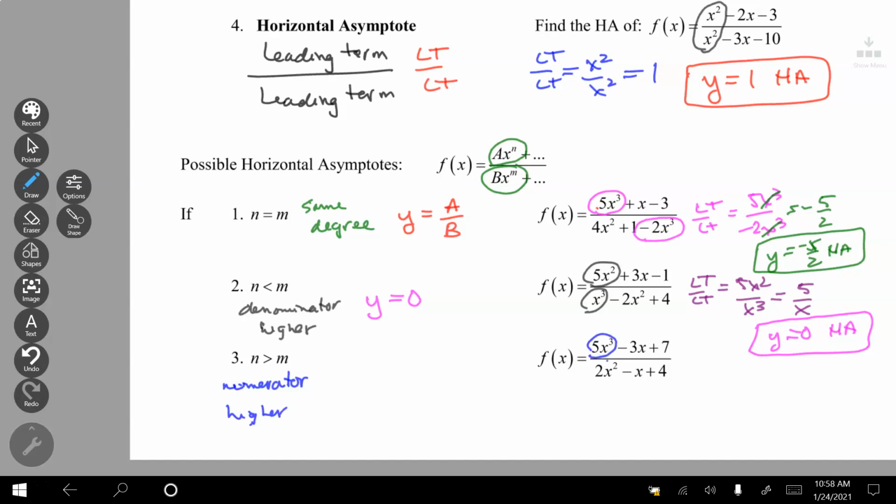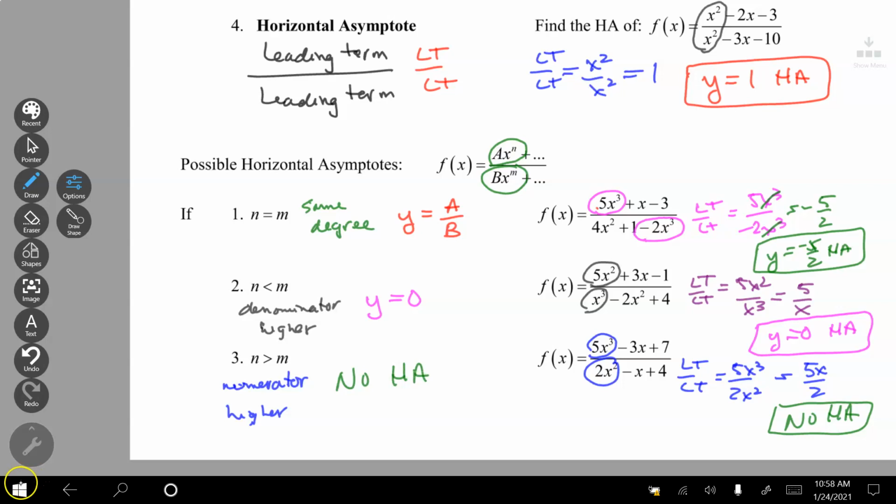So over here we have these two terms. My leading term over leading term is 5x cubed over 2x squared. There's more x's on top, so I get 5x over 2. Well, 5x over 2 is 2.5 times x. That is a diagonal line that goes up and up forever. There's no horizontal asymptote over here. So when my numerator is higher, you get no horizontal asymptote.